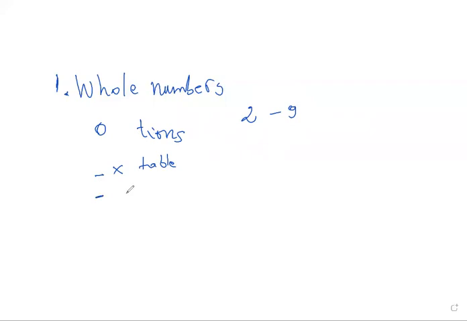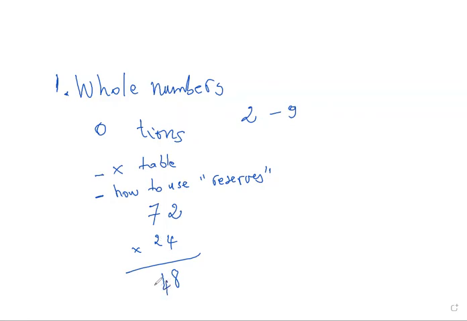The second thing is knowing how to use what I would call reserves. I'll show an example later. So let's say we have 72 times 24. Never ever do it like this: 2 times 4 like addition, 2 times 4, 8, 7 times 2, 14. Never. Don't ever do that.